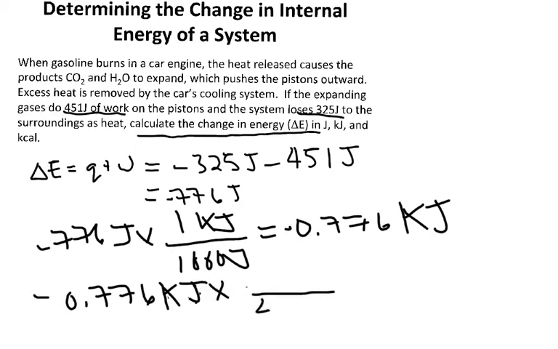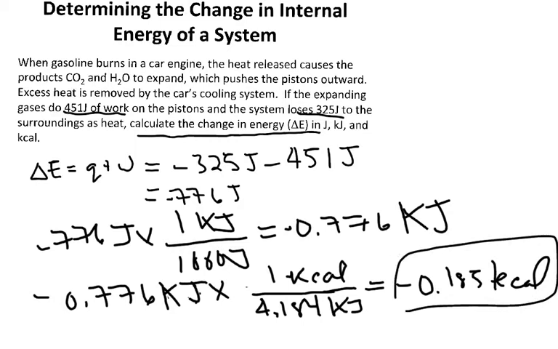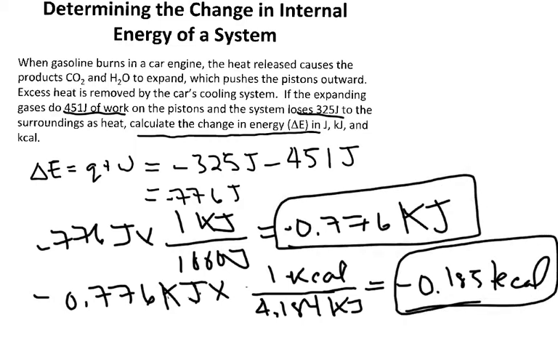For every 4.184 kilojoules, there's 1 kcal. So this will give us negative 0.185 kcals. So you have negative 0.185 kcals, negative 0.776 kilojoules, and negative 776 joules.